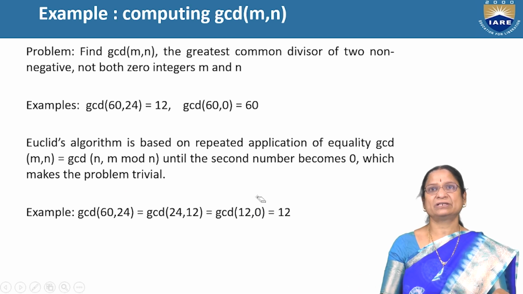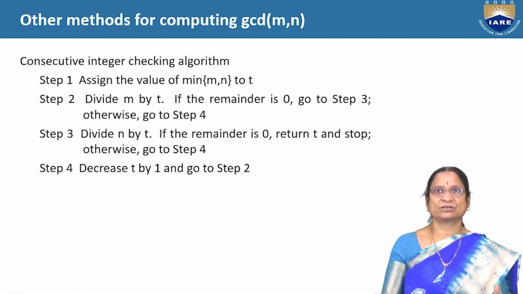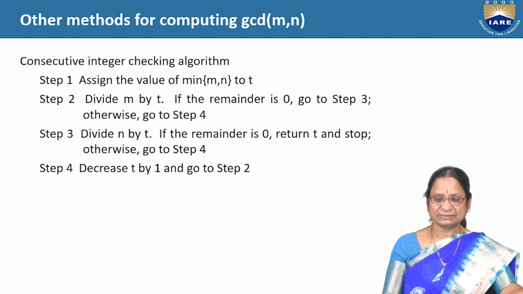How to write an algorithm for finding GCD? Various methods can be adapted by us. The first method is the consecutive integer checking algorithm. We assign the minimum of m and n to a variable t, and divide m by t to get the remainder. If the remainder is 0, go to step 3, that is, divide n by t. If the remainder is 0, return t as the GCD and stop. Otherwise, go to step 4.